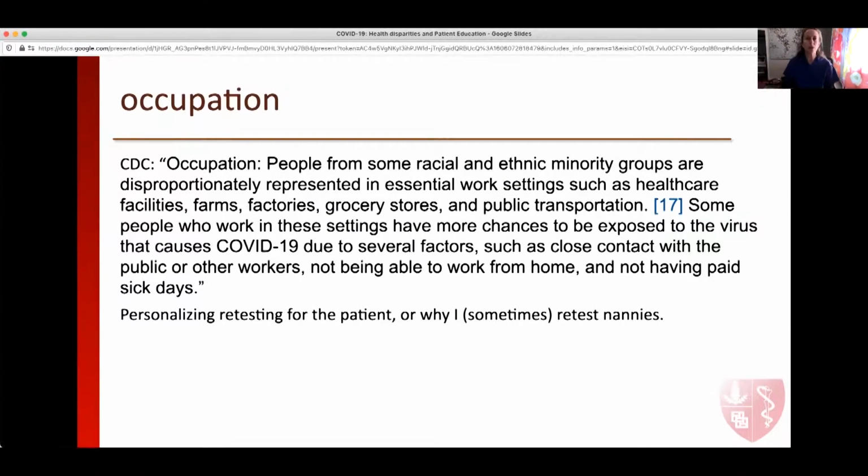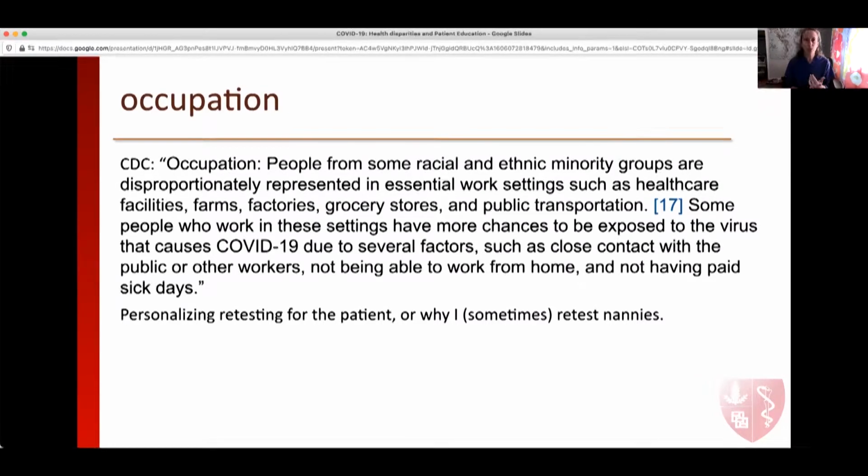Occupation, the work that you do, has a strong influence on your chance of getting COVID-19 and how you'll do, for multiple reasons. In the beginning, I thought it was if you work in a hospital, if you work in a nursing home, you're going to be exposed more. And we know there are outbreaks in meatpacking plants. But I've learned that it's much more nuanced than that.